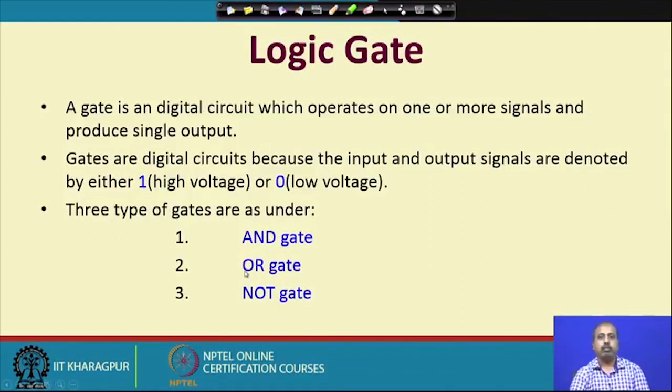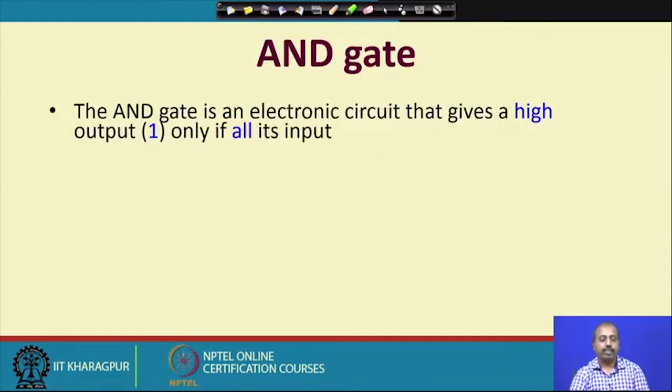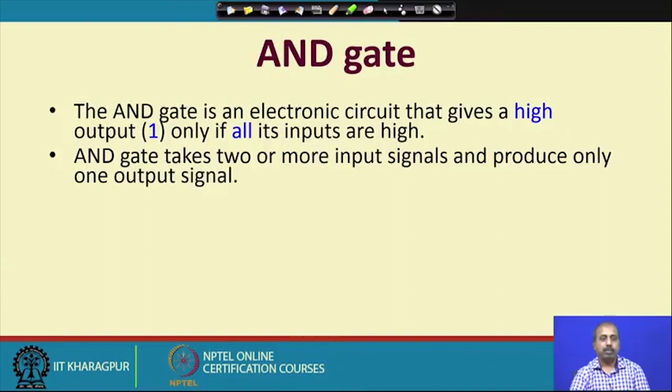Using OR gate, we can mimic the behavior of OR operation, and NOT gate can mimic the behavior of NOT operation. So, let us see what is an AND gate. AND gate is another electronic circuit that gives high output only if all its inputs are high. It can take two or more input signals and produce only one output signal. So, it takes a number of inputs and it produces output. Output is 1 or high only when all the inputs are 1.